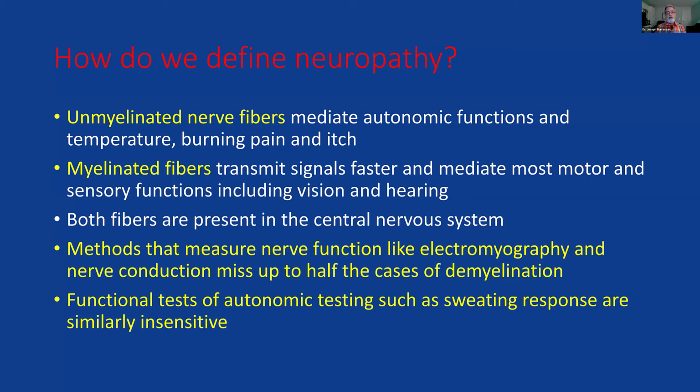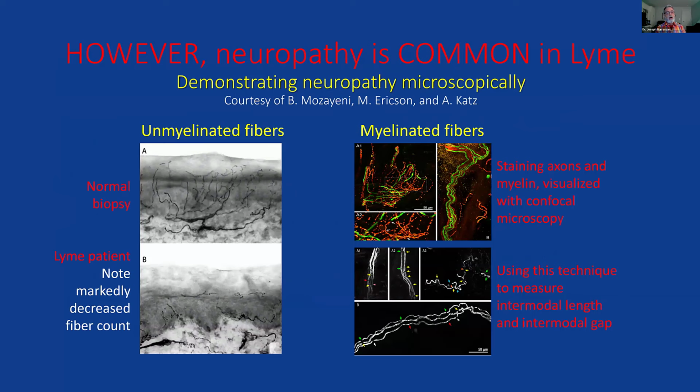On the left, we have a skin biopsy that stains the unmyelinated fibers. The top picture, let's see if I can get the mouse to work, shows a normal biopsy, and these little dark dendritic looking things are the cutaneous nerves. The bottom panel is the same type of biopsy from a Lyme patient. The nerve fibers are so markedly decreased in count, it's no surprise that this patient had neuropathy.